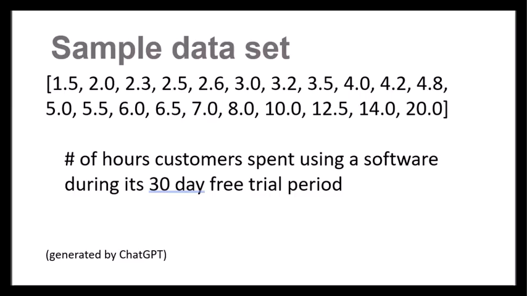So this is supposed to represent the number of hours that different customers spent using a software during its 30-day free trial period. This is a small data set, so it's a little bit easier to work with by hand. And we have a list of numbers here starting from 1.5 and going all the way up to 20. Again, these numbers represent the number of hours that each person in this data set used this trial software.